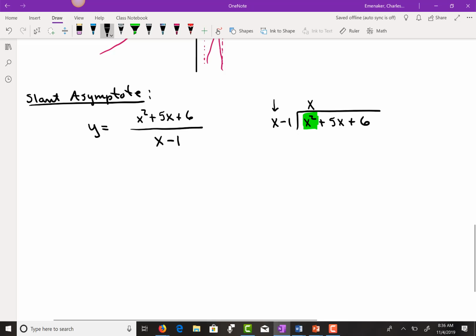If that would have been a minus 5x squared, we would have a minus 5x up on the top. You want it to exactly match. Then what I'm going to do is take this and distribute it. And when we distribute it, we're going to get x squared minus x.